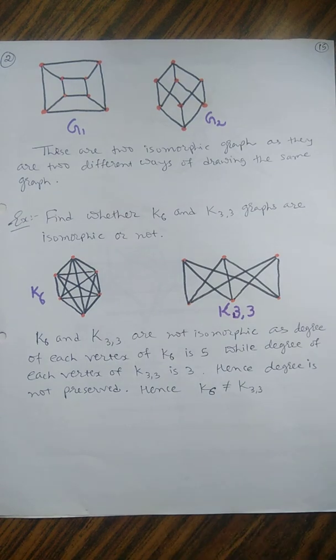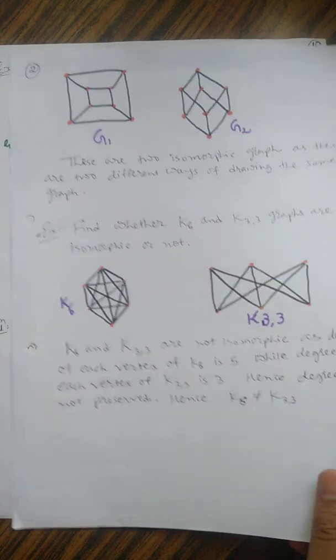So what happened here? They are not isomorphic, as the degree of each vertex of K6 is 5 while the degree of each vertex of K3,3 is 3. Hence the degree is not preserved, so adjacency is not preserved. Hence we can say that K6 is not isomorphic to K3,3.